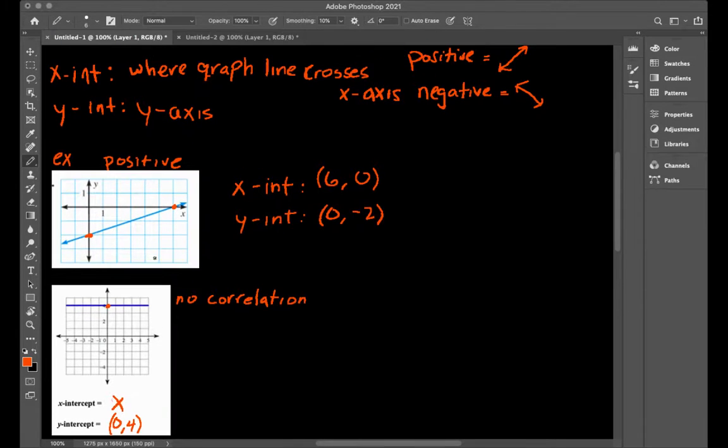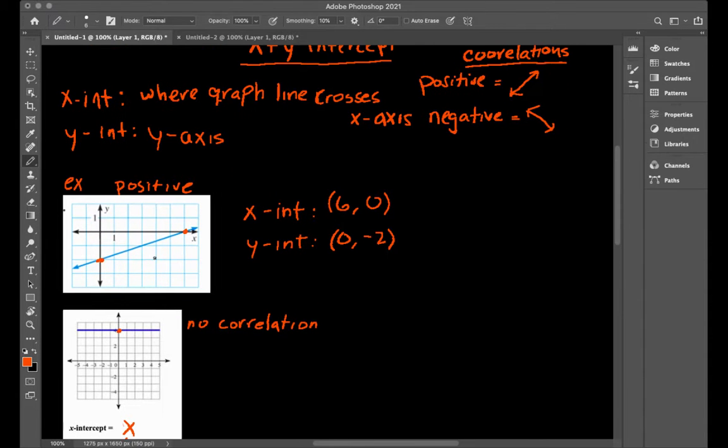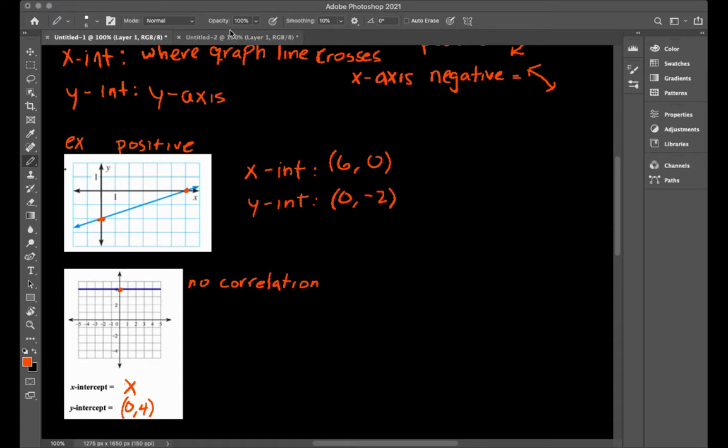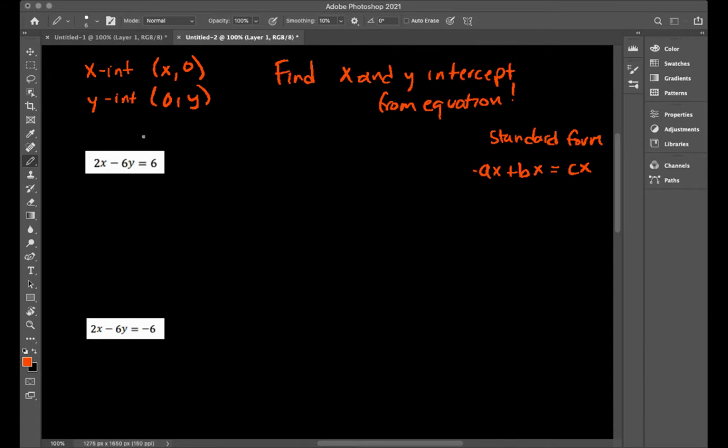So that would be how you would determine your x and y intercepts. And I think that's pretty easy to do and everybody can figure that out. Okay, so let's get a little harder here. Now we basically have to find the x and y intercept from the equation. Remember what x and y intercept look like. For the x-intercept, the y portion is 0. For the y-intercept, the x is 0 and the y is what we need to find. Okay, so how do we find this from the equation?